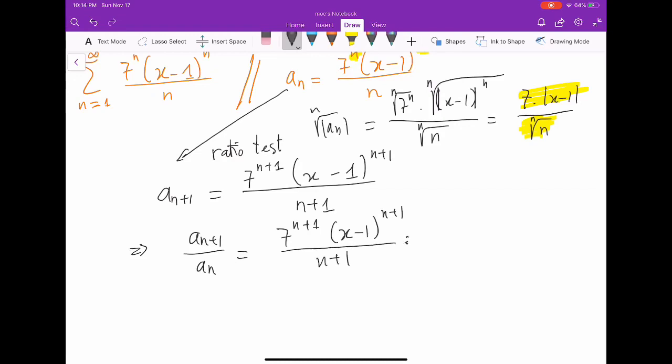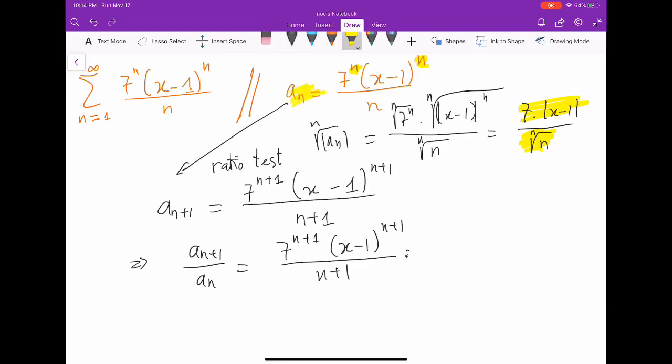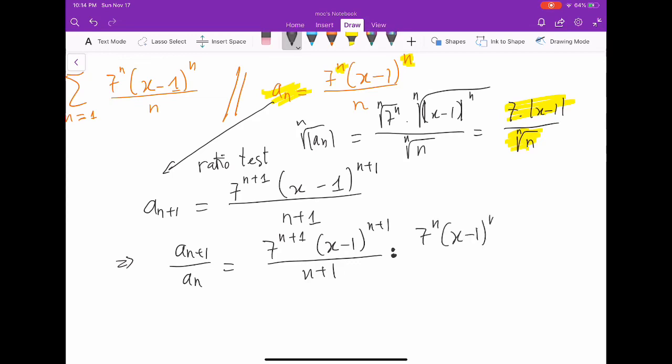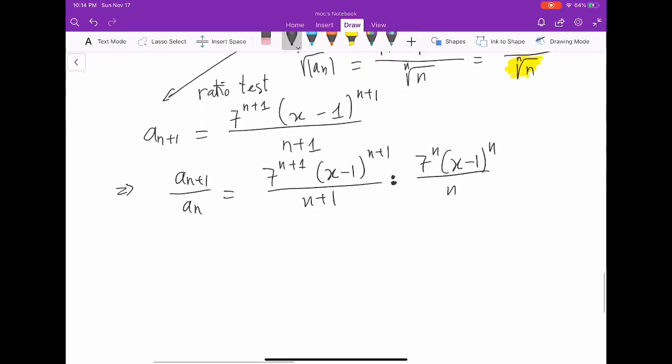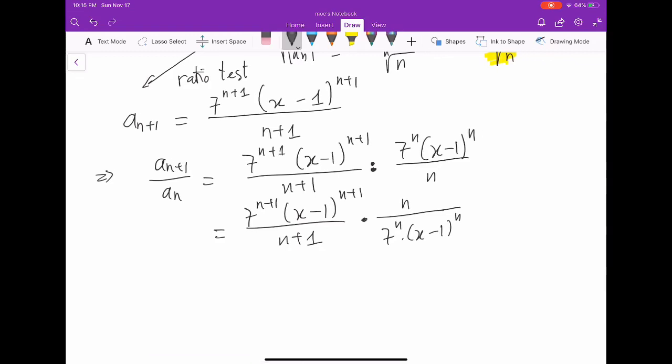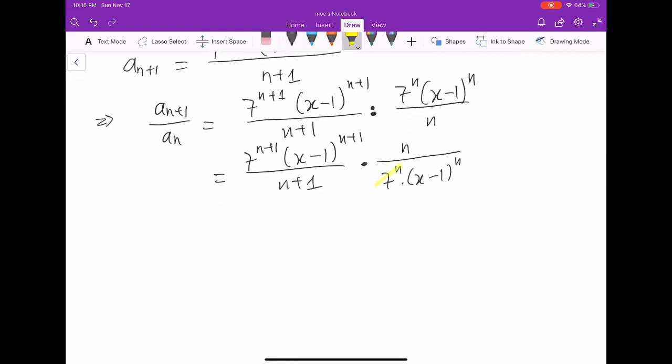Then you divide by a_n. But your a_n looks like this, so you flip that, you multiply by the inverse. I write divide by 7 to the n, (x minus 1) to the n over n. So we flip that, we get 7 to the n plus 1, (x minus 1) to the n plus 1 over n plus 1, multiplied by n over 7 to the n, and then (x minus 1) to the n. All right, now let's simplify it. Here I have 7 to the n, and here I have 7 to the n plus 1. But 7 to the n plus 1 is just 7 to the n times 7. So we can simplify 7 to the n.